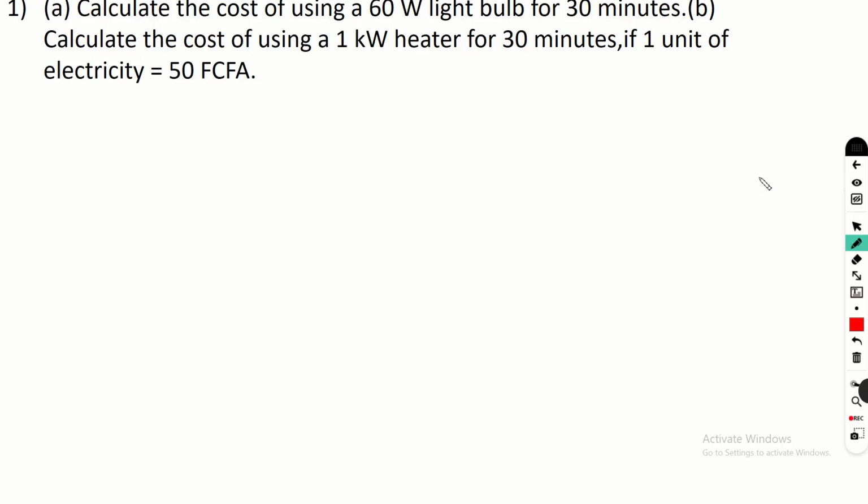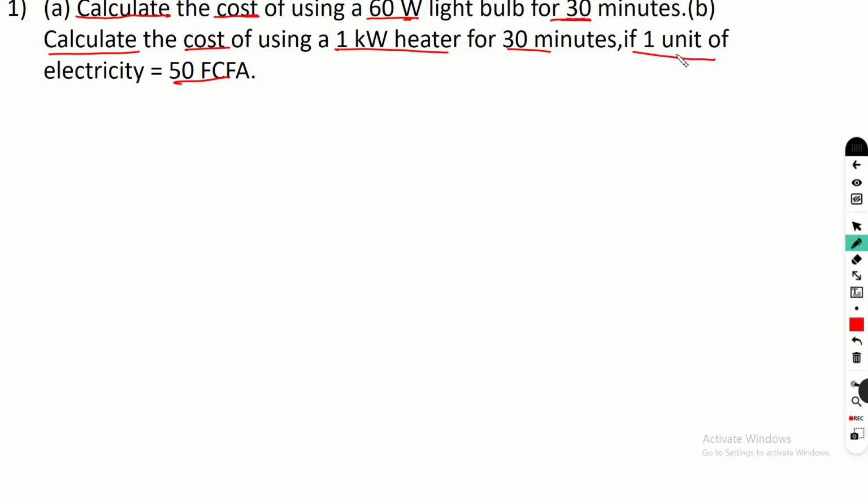And I said in the previous video, for you to solve the question, you identify what you've been given and what you're looking for. Because they say calculate, you need to find something, and they have asked for the cost, meaning how much we're going to pay if this 60-watt bulb, where watt stands for power, is used for 30 minutes. The second one is also finding the cost of using a 1 kilowatt heater for 30 minutes, and 1 unit is 50 francs. So you have to understand the meaning of 1 unit in physics.